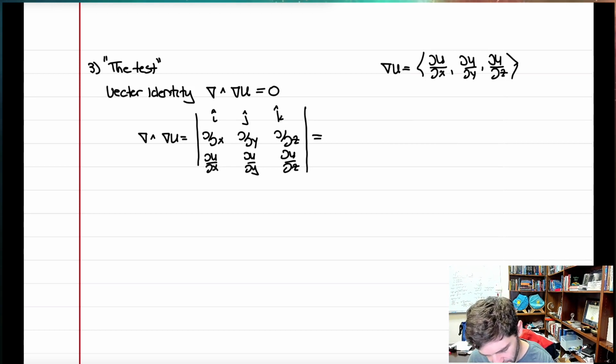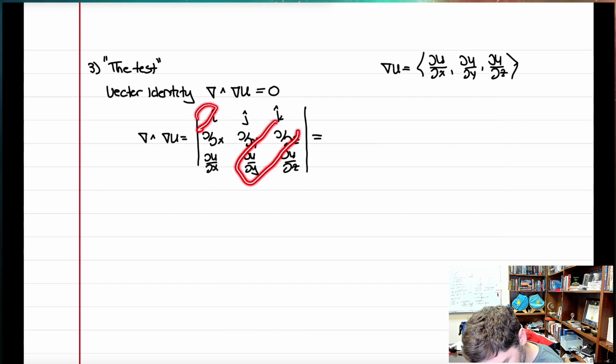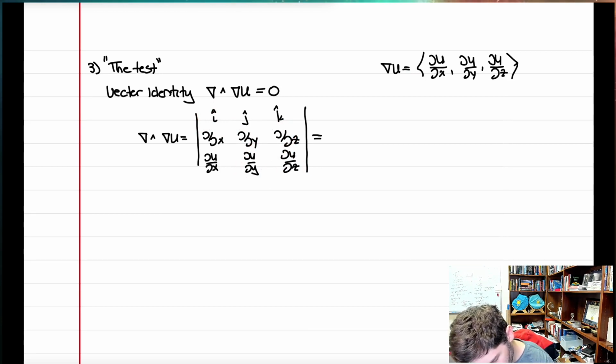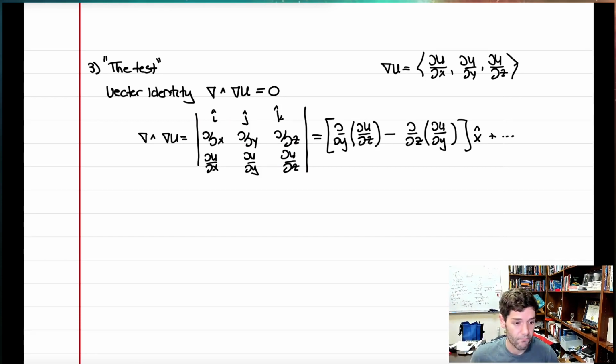Let me just do it for the x component, and you'll see how this applies. So again, I do this subtracted from this. So in the x direction, I have the partial d by dy applied to du dz, and then I subtract from that the partial with respect to z applied to du dy. That's in the x direction, or using the i hat component, since I used ijk above, so I stick with that notation.